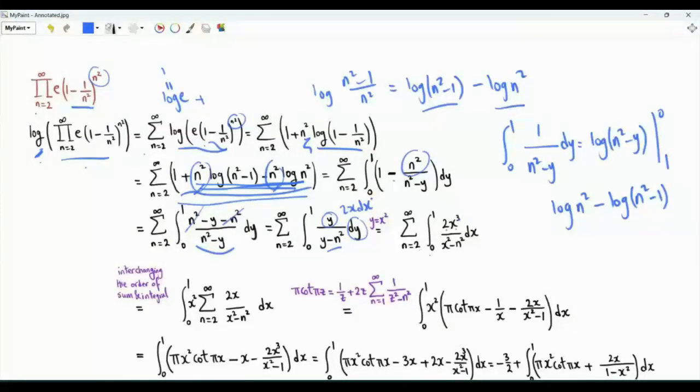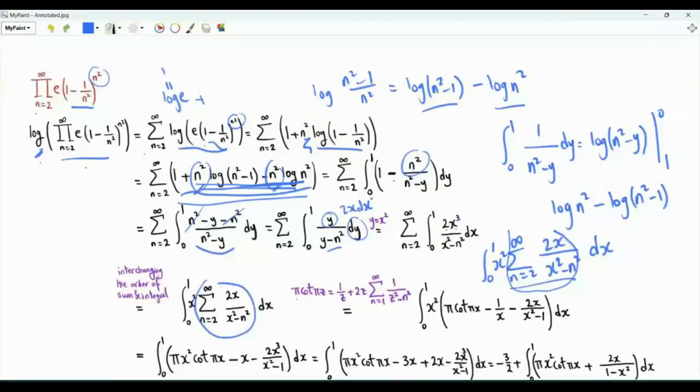Assuming we can interchange the order of integration and infinite summation, this is the integral from 0 to 1 of the sum over n from 2 to infinity. We can take x squared outside the summation, and in the sum here, we have 2x divided by (x squared minus n squared). We do this to make our summation look like the expansion of the cotangent function. Pi cotangent of pi z is 1 over z plus 2z times the summation over n from 1 to infinity of 1 over (z squared minus n squared). Consequently, this summation here can be written as pi cotangent of pi x minus 1 over x.